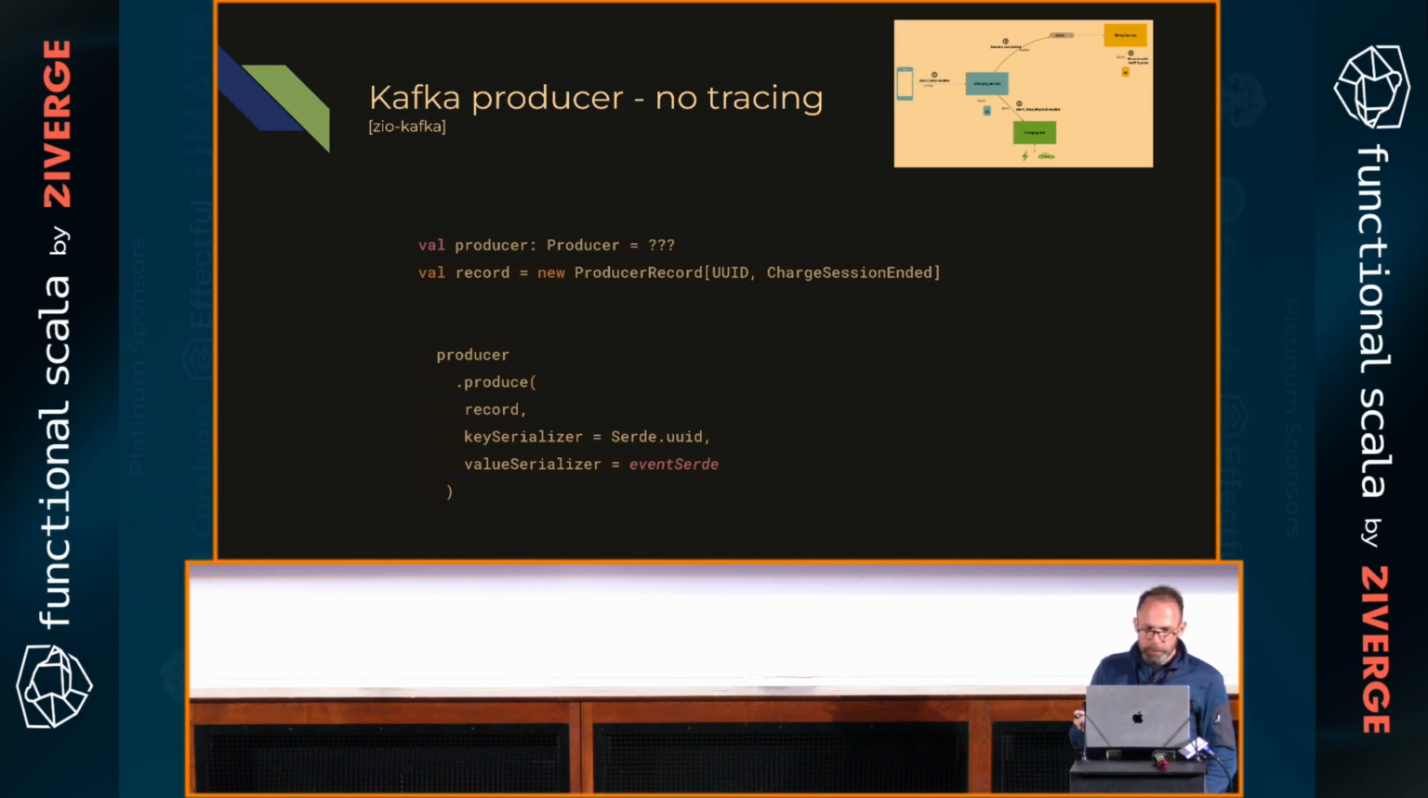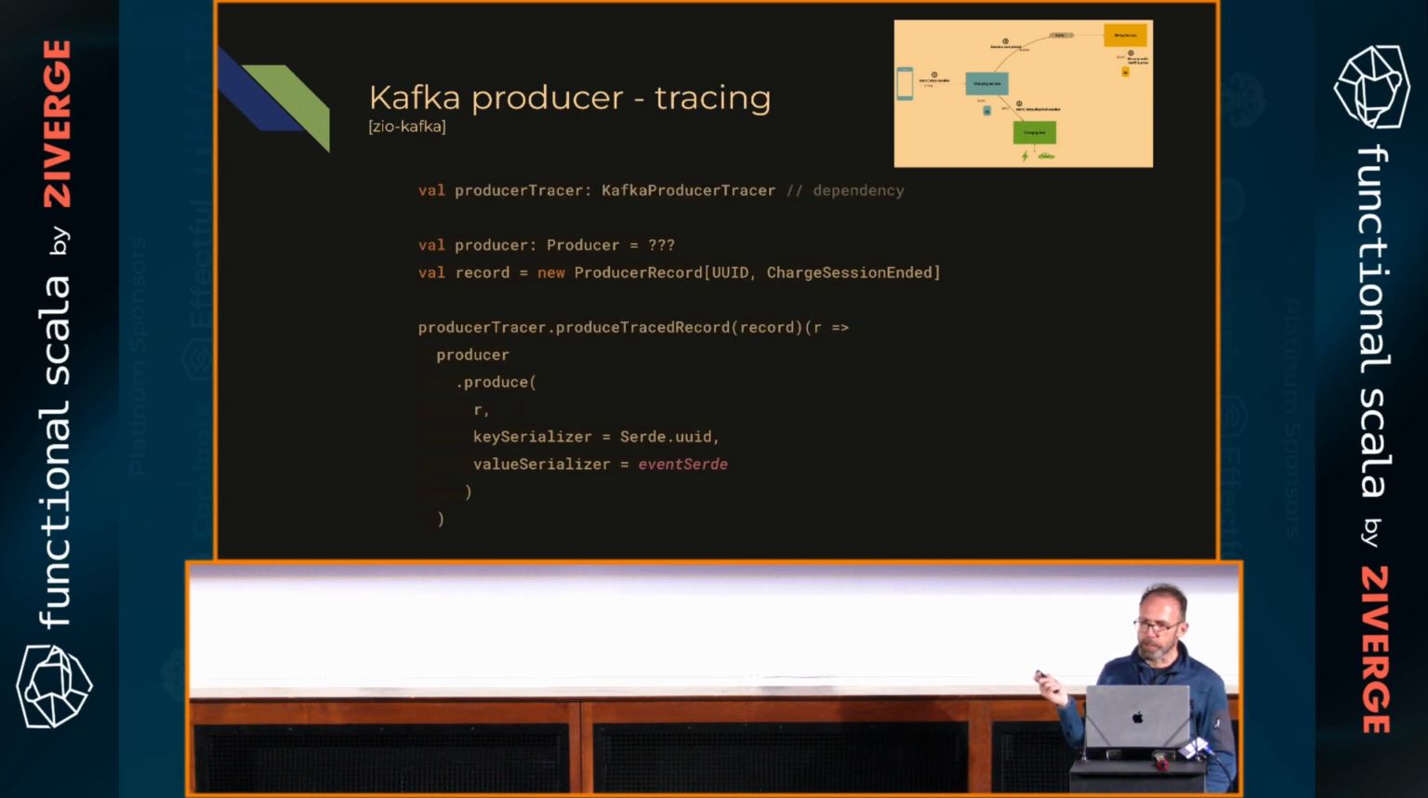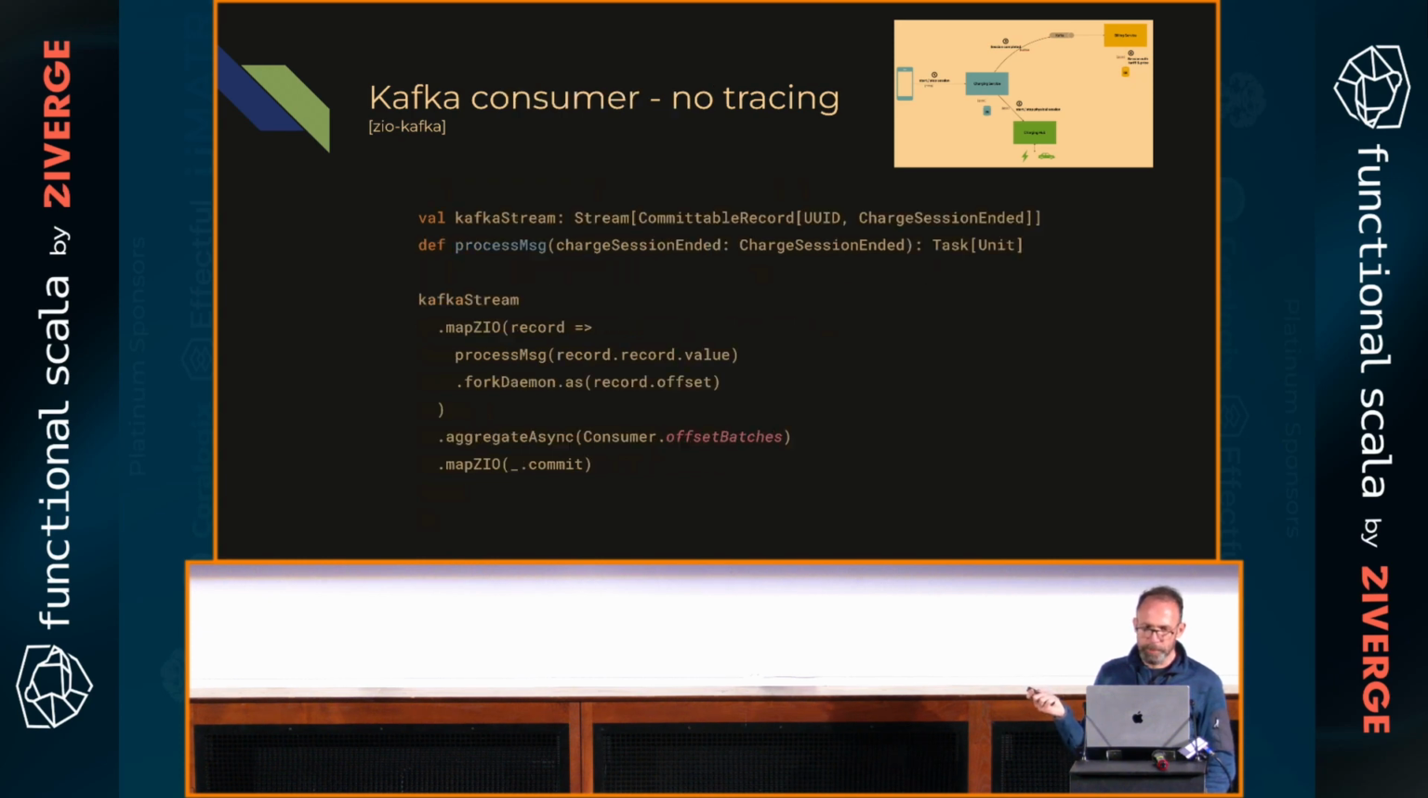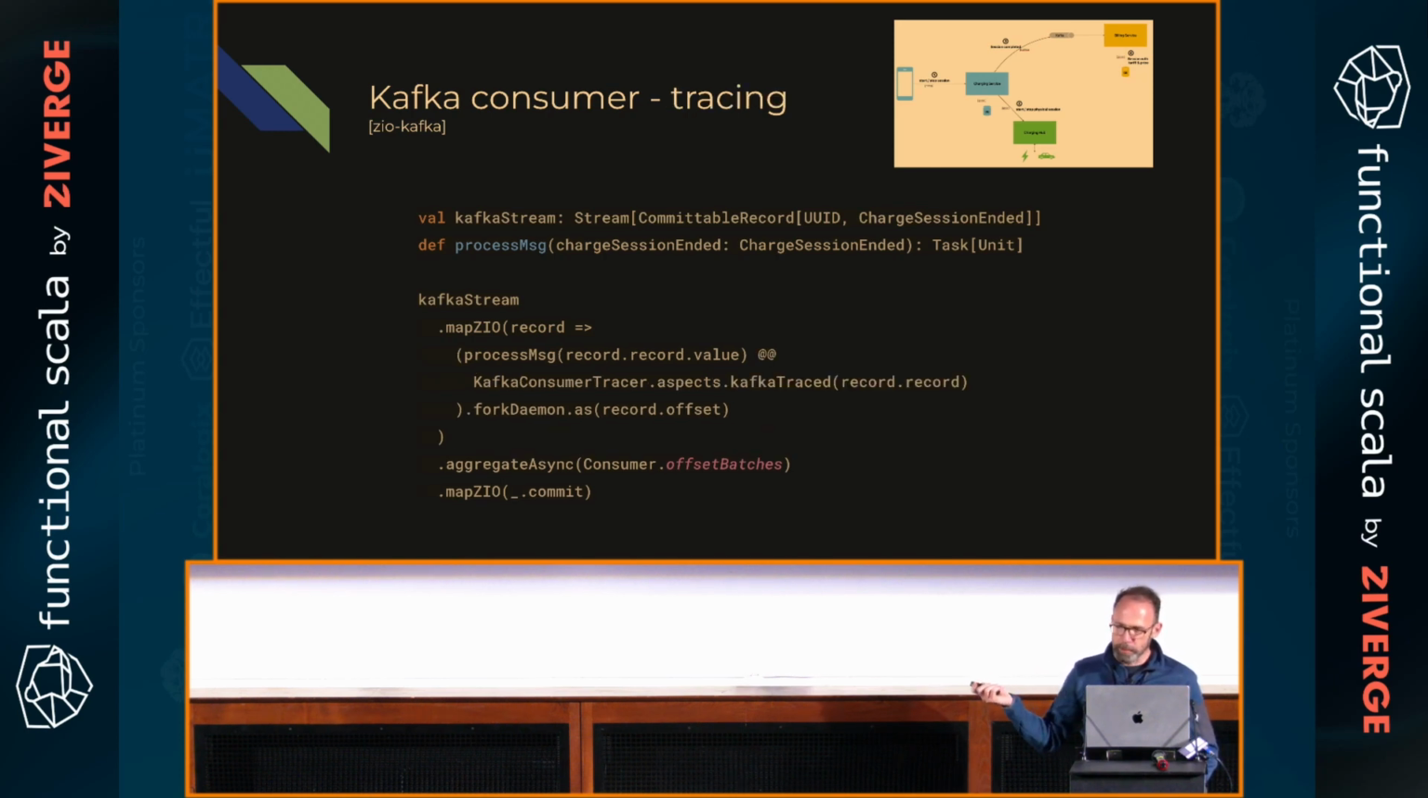How does this result? This is how you produce a record without instrumentation using ZIO-Kafka, and this is how you produce it with instrumentation. So you add this line, and you have all the tracing information carried over. On the consumer side, you usually have a Kafka stream that, for every record, does a given processing. If in that processing I want to make sure that the tracing information is reconstructed, I have just to annotate with this Kafka traced annotation.